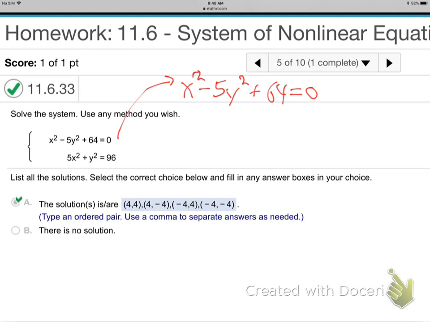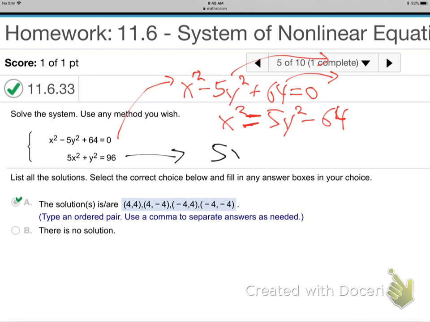Be good with that? So I'll just say, okay, grab the first one, jump this to the other side, jump that to the other side. So x squared is 5y squared minus 64. And then plug that in for x squared in the second one, right? So we just plug in for x squared rather than just regular x. Everybody with me? All that gets plugged in right there for x squared. Is that good?